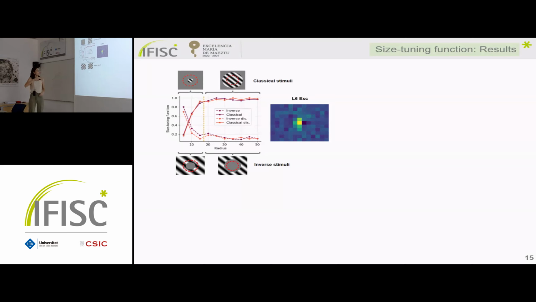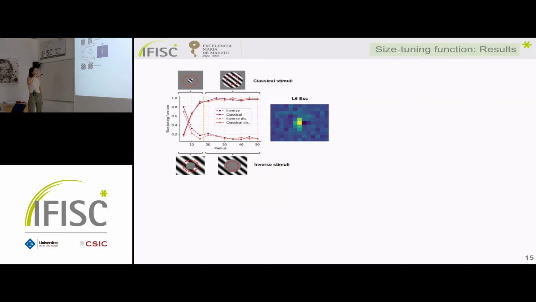So here, this is the first type of dynamics that we found. We see that the neuron increases its activity as the size of the Gabor patch increases, and it saturates approximately at the size of its receptive field, meaning that this neuron is not noticing what is happening outside its receptive field, because its activity remains approximately constant after the Gabor patch has surpassed its receptive field size.